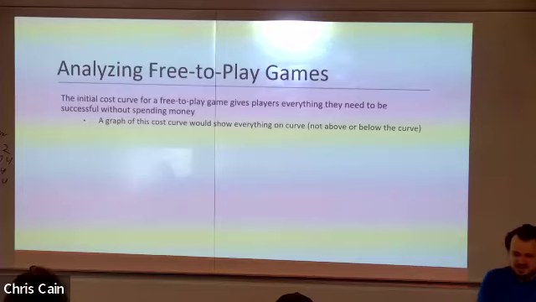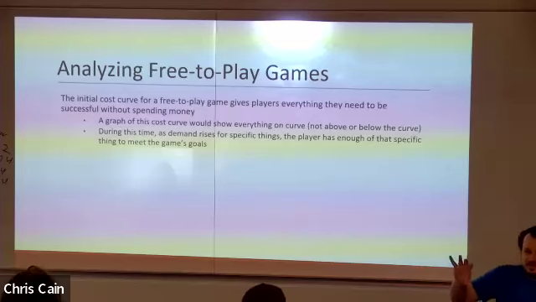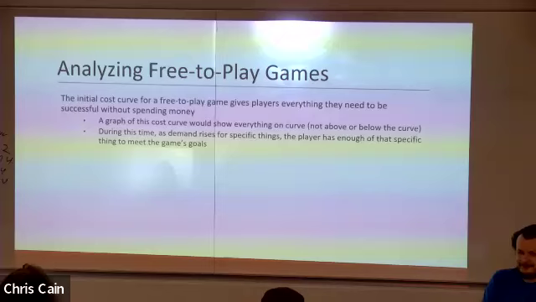So a graph of this cost curve would show everything on the curve. But as the demand rises for things, the player has enough of that thing to meet the game's goals initially. Everything's on that curve, but the game is giving you everything that you need to keep up with that curve.